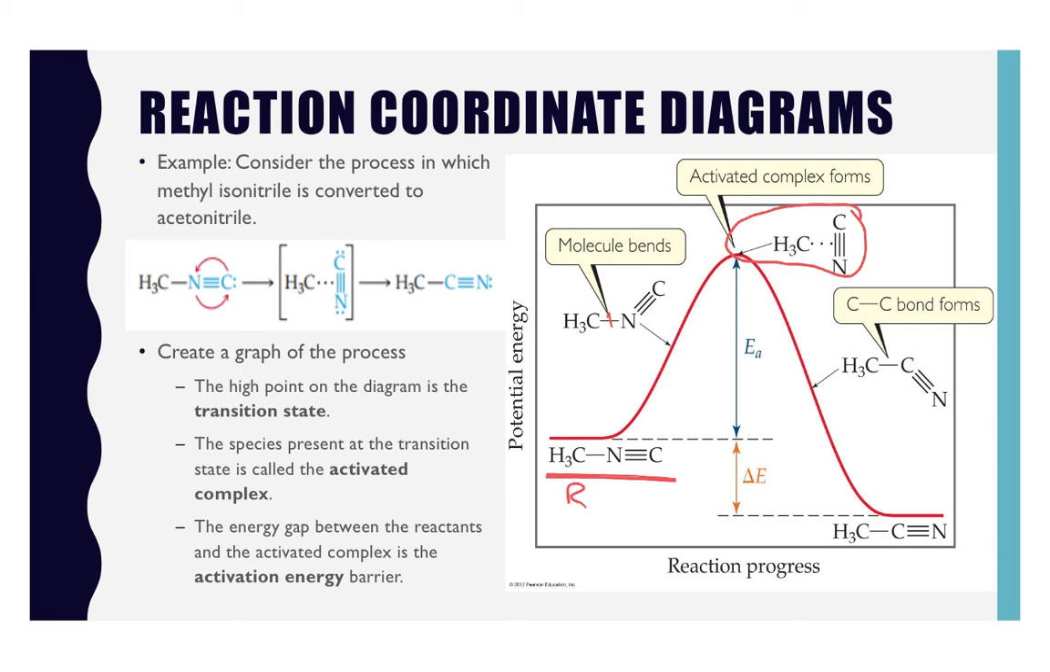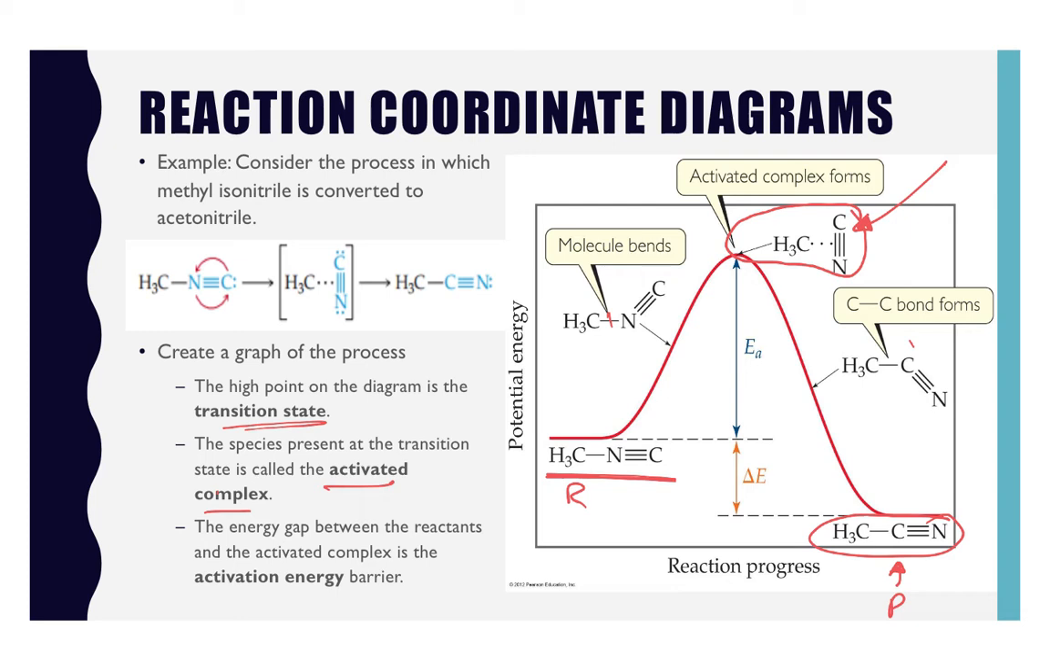Whatever this actual species is, it's called the activated complex. So the activated complex forms at the transition state. Okay. So then, after that happens, the bond is reforming, the energy comes down, and once that bond has reformed in its best and lowest energy orientation, there is our product.